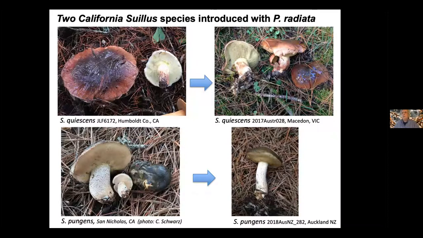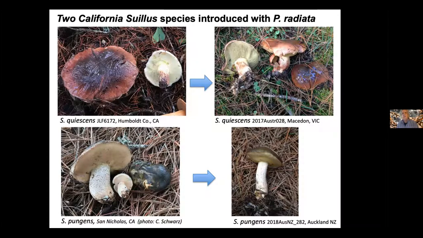And a story is beginning to emerge. Two species from California turn out to be very commonly introduced with pines across Australia, especially in New Zealand and other places like Hawaii. Suillus quiescens, which was described by Tom and his lab group only a few years ago. It's actually quite hard to find quiescens in California. It's not that common, fruiting when other fungi are abundant. But in Australia, at least, and in New Zealand, it's the number one Suillus species with radiata pines.